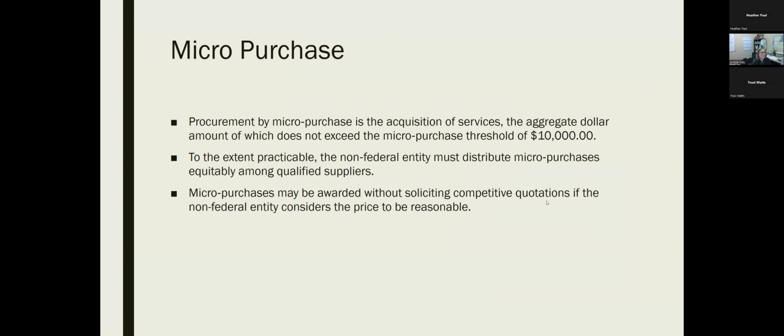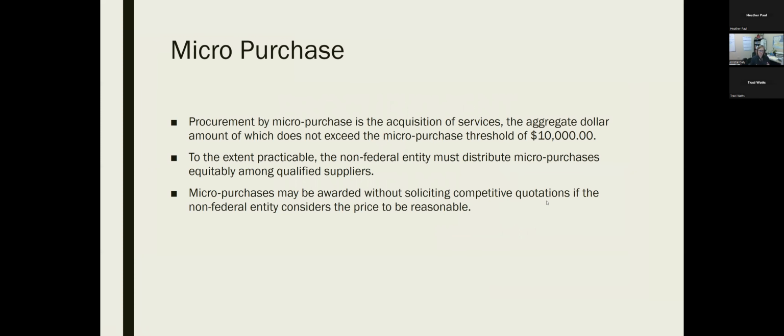So we're going to talk real quick about micro purchase, which frankly in this particular project will probably not be used, but I just wanted to go over it with y'all. So these amounts are less than $10,000. You do not need to go out to bid. You do not need to have multiple quotes.